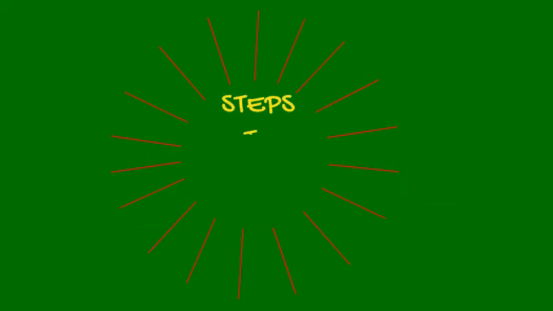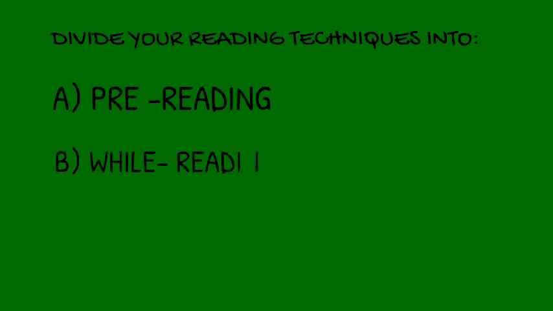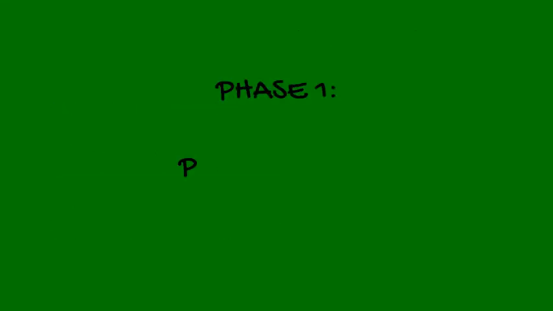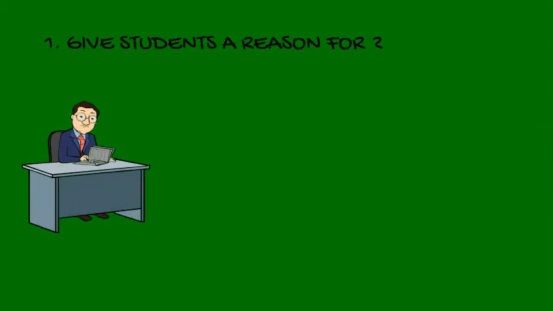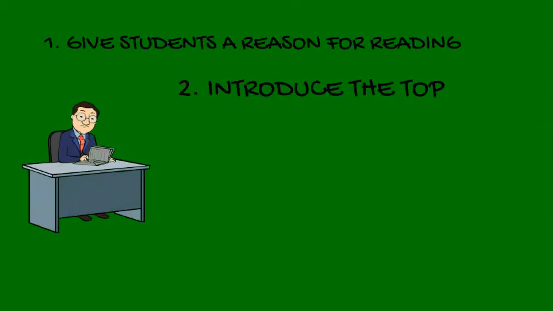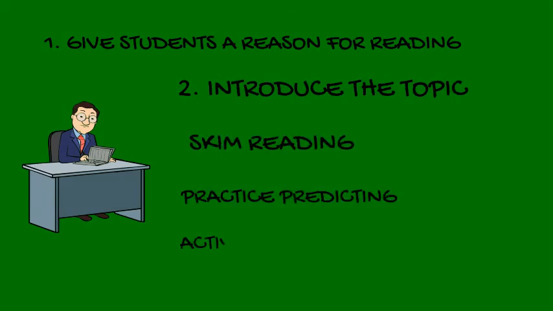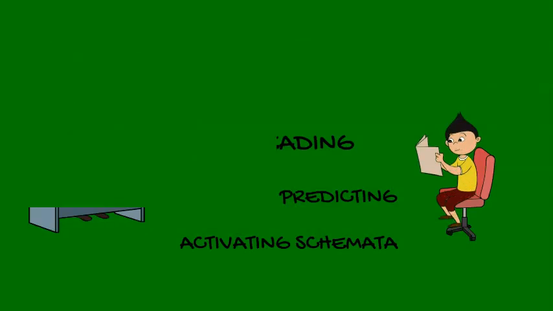And finally, the steps for approaching reading. Subdivide your techniques into pre-reading, while reading, and post-reading phases. Phase number 1, pre-reading. First of all, give students a purpose for reading, something they find useful, then spend some time introducing a topic, encouraging skim reading, predicting, and activating schemata. Students can bring a lot of knowledge when they are given the chance to ease into the passage.